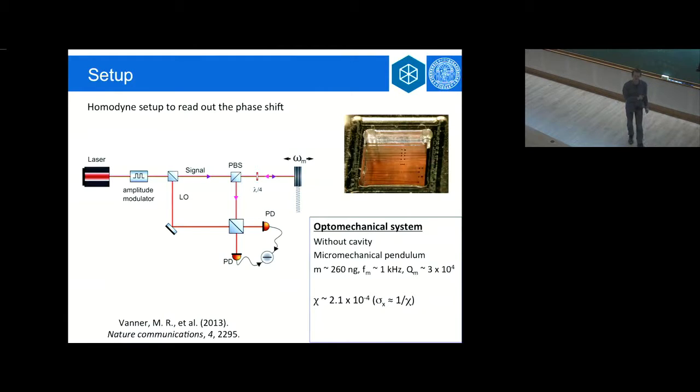I should point it out. I was actually not involved in that. So it's reflected, and then together with a local oscillator, we can measure again the phase of the light field.